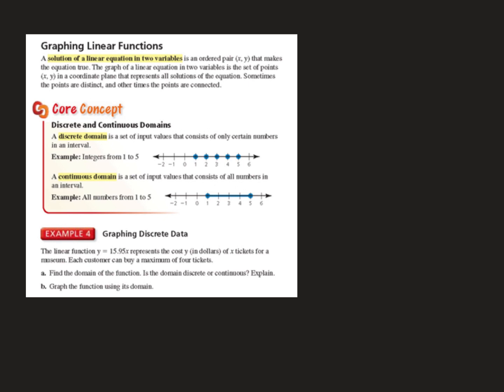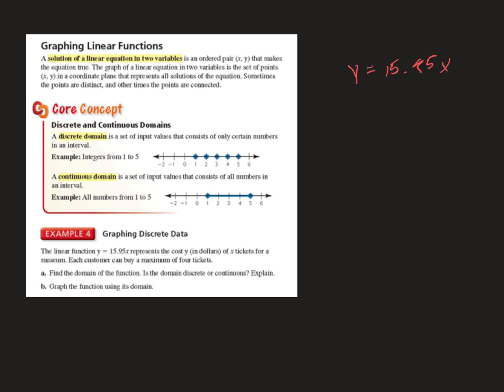So here we're looking at example number 4. It says the linear function y equals 15.95x represents the y in dollars of x tickets for a museum. Each customer can buy only a max of 4 tickets. So we want to find the domain of the function.